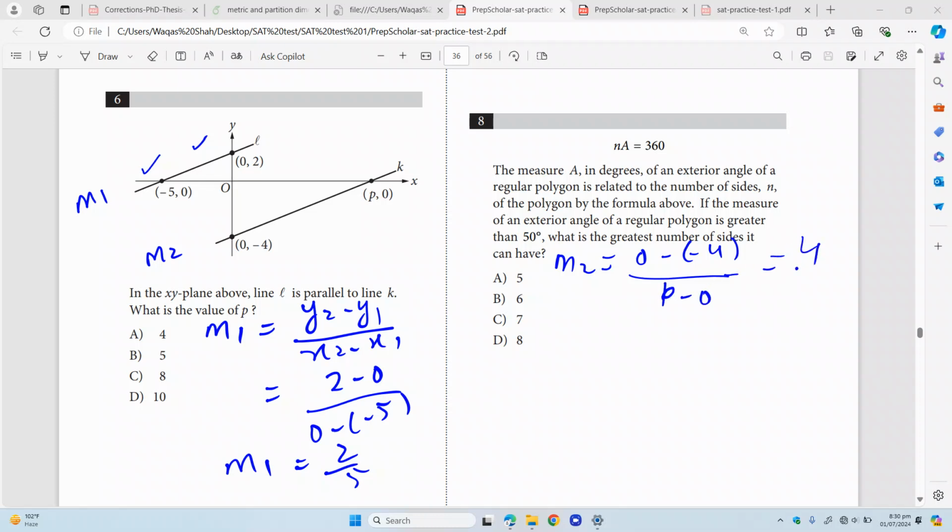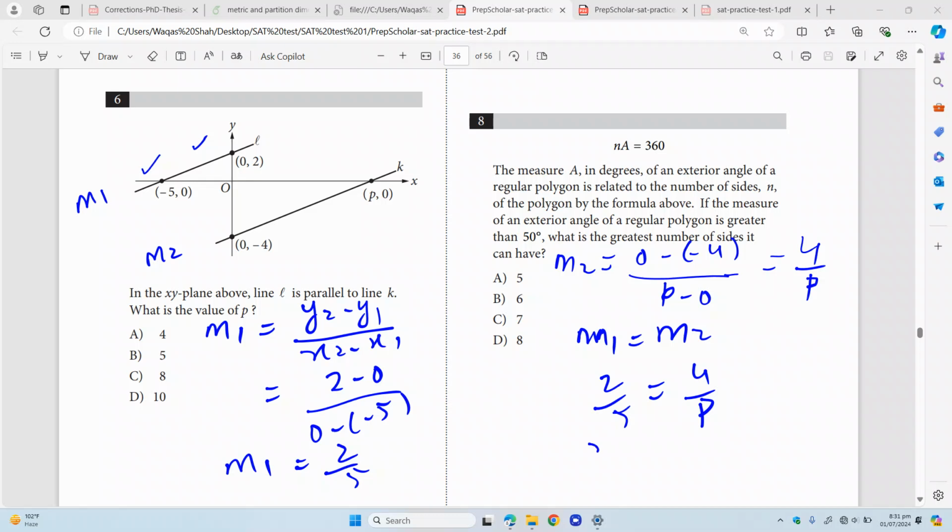So it will be 4 divided by p, and since it's given that both the lines are parallel, it means their slopes are the same, so we can write m1 is equal to m2. So m1 is 2 by 5 and m2 is 4 by p, right. We wrote this because both lines have the same slope. Now find the value of p by cross multiplication.